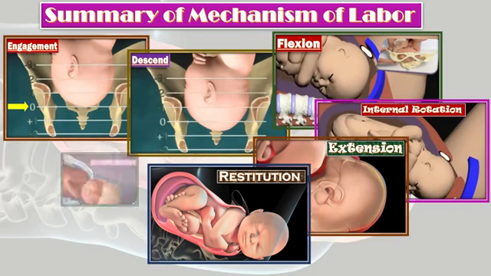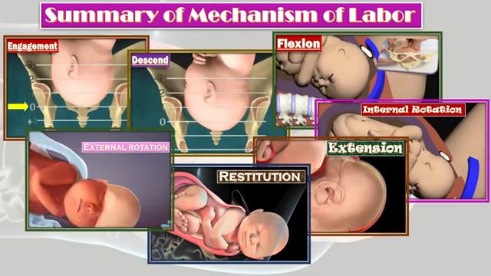The last step is that of the external rotation, means shoulders enter the pelvic inlet in oblique diameter and rotate to lie in anteroposterior diameter at the outlet. This internal rotation of the shoulders is exhibited externally by movements of the head through a further 1/8 of the circle, and that is called external rotation.